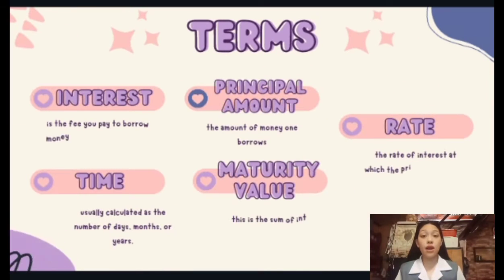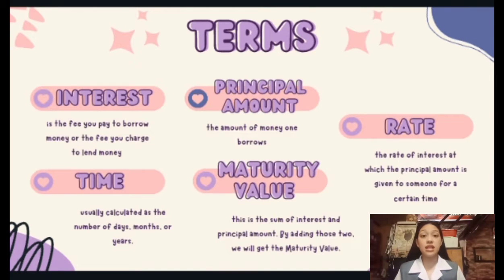Now, let's talk about the terms. Simple interest has its own terms. First, the interest. Interest is the fee you pay to borrow money or the fee you charge to lend the money. Next, the principal amount, the amount of money one borrows. And the rate of interest at which the principal amount is given to someone for a certain time. Next, the time, usually calculated as the number of days, months, or years.